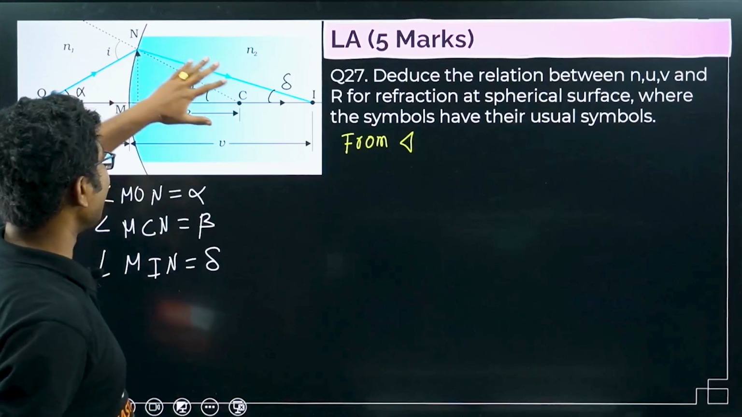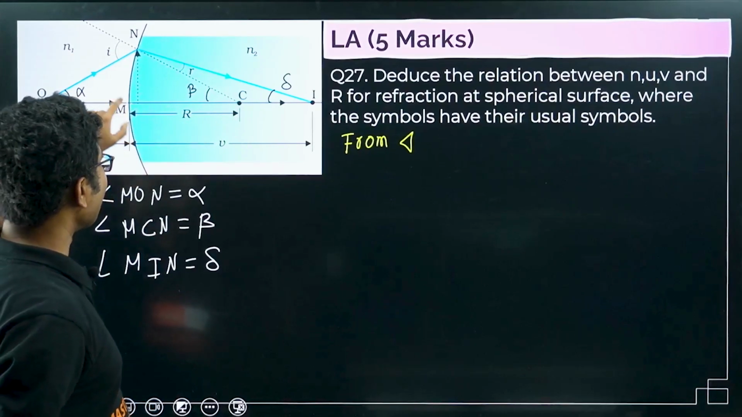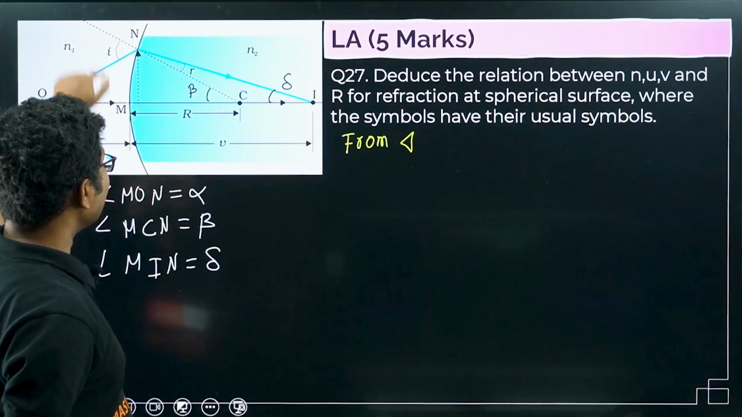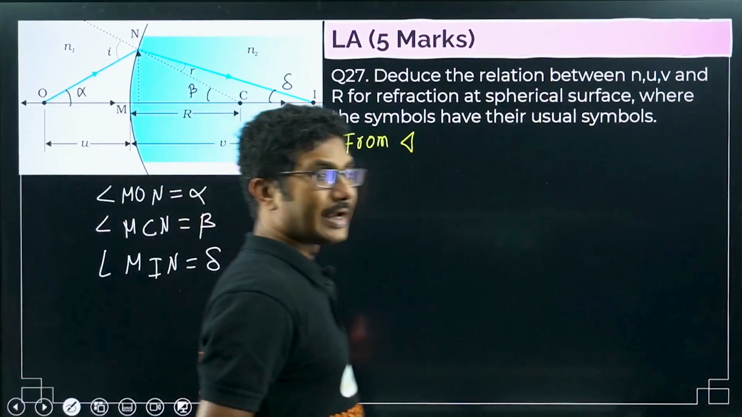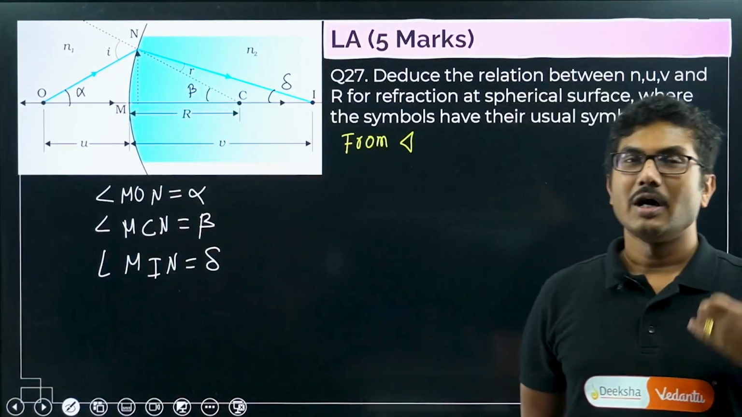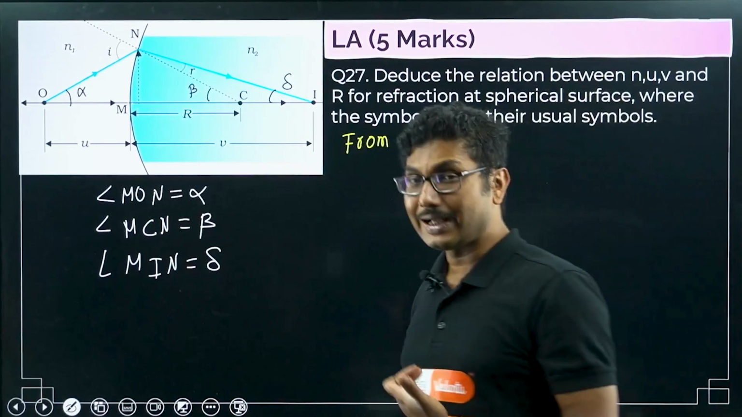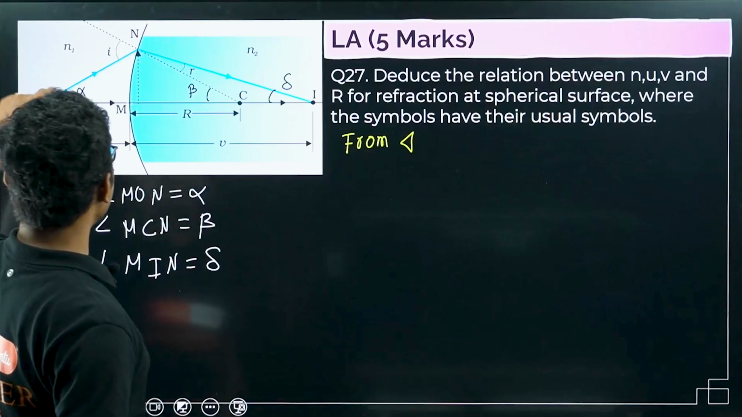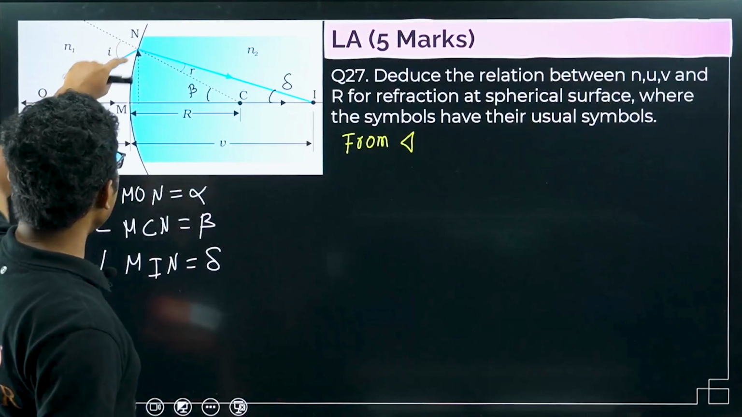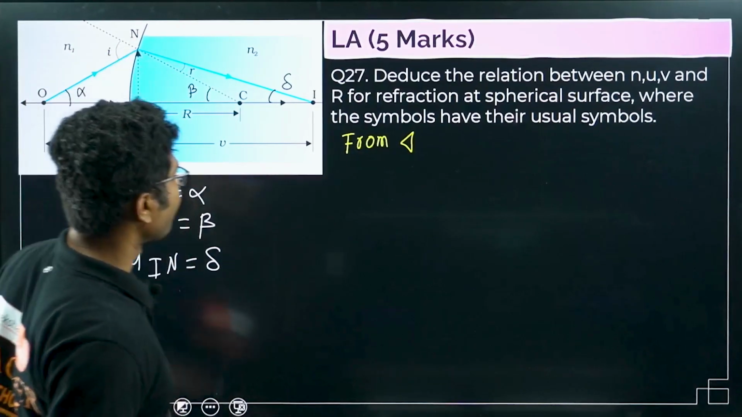Okay, so these are the main two things. This is the center of curvature for this surface. Center of curvature is C. Now this is not a mirror, so the light ray is obviously not reflecting, it is basically refracting in this case. Now let's use this triangle ONM or OMN.